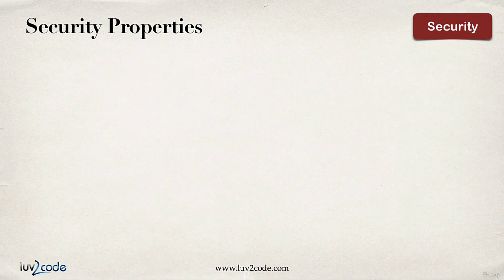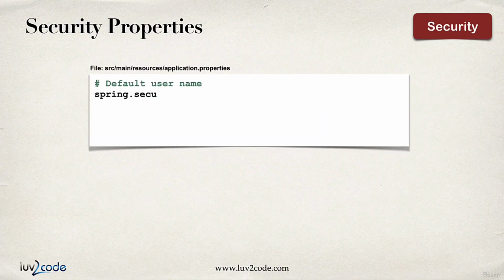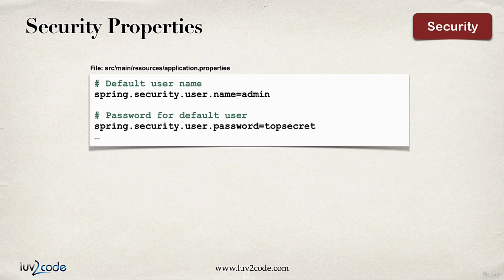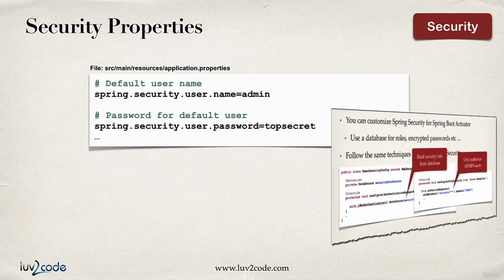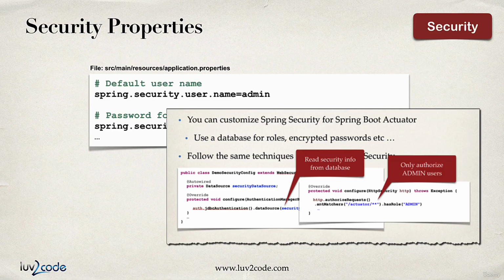Then you can set up some security properties. We saw earlier how we could secure the REST endpoints for the Spring Boot actuator, making use of the default username. Here we can provide a different default username: username equals admin, and we can also set up a default password. Instead of using the password generated by Spring Boot, we can say user.password equals top secret. And remember, I mentioned earlier that you can easily customize this to make use of normal Spring Security configuration, where you can hook in databases, roles, encrypted passwords, and so on, using the same information we did earlier in the course for setting up custom Spring Security.